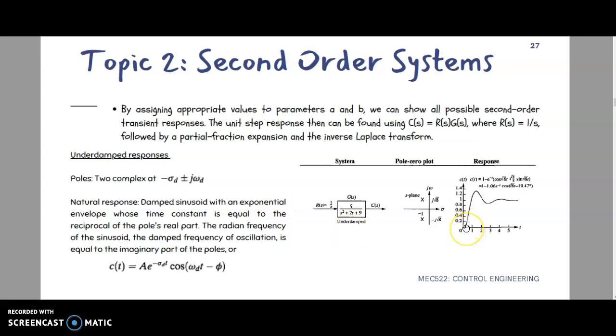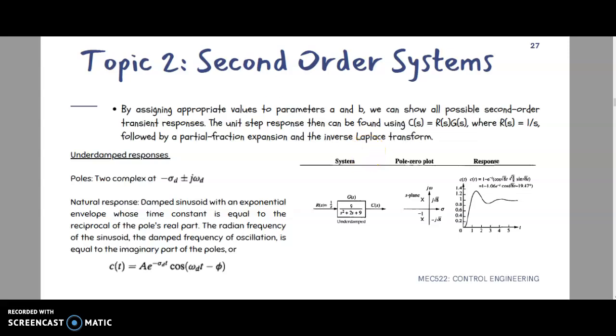How does the graph look? You will get a shape like this. It will increase until a peak, and after that it will damp, and then go to the steady state response. How do you get this? Same method: taking partial fraction and then inverse Laplace.